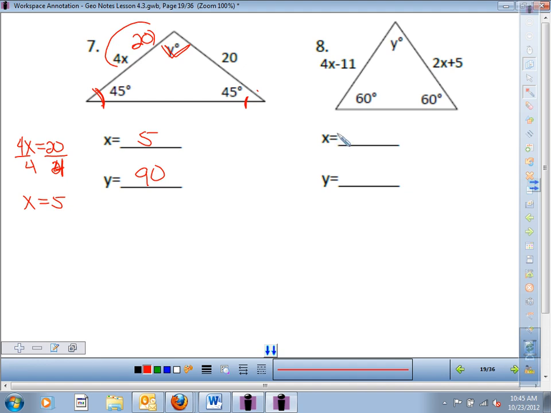What I'm going to do is I'm going to find y first. Okay. So if we find y first, this guy's 60, this guy's 60. 60 plus 60 is 120. 180 minus 120 is 60. So this guy over here is 60 degrees.